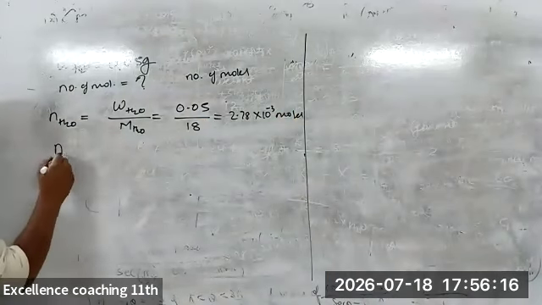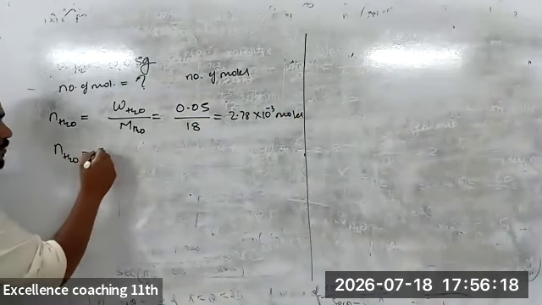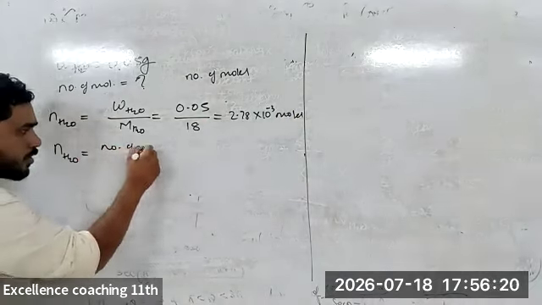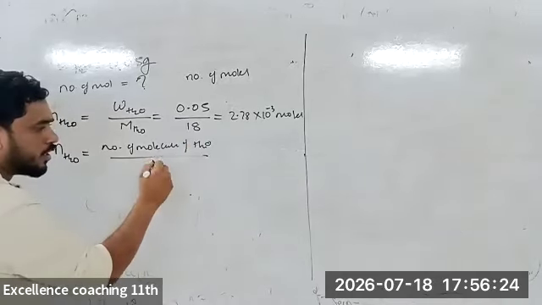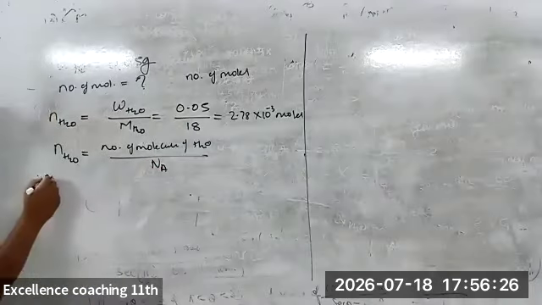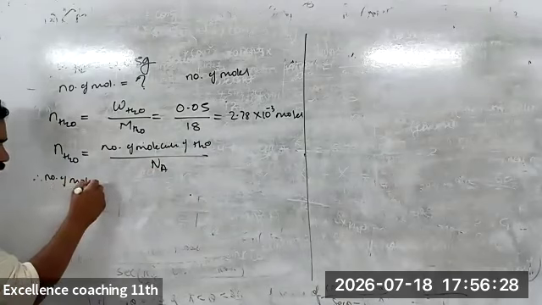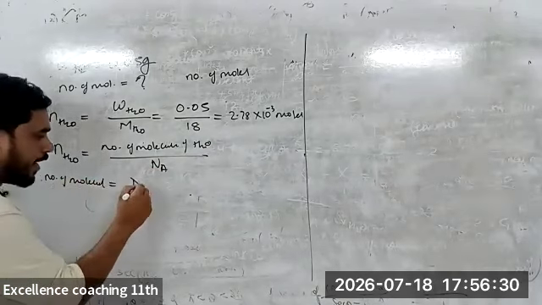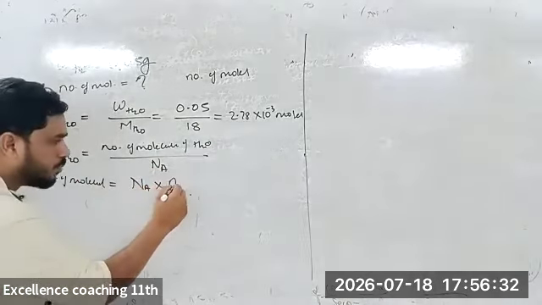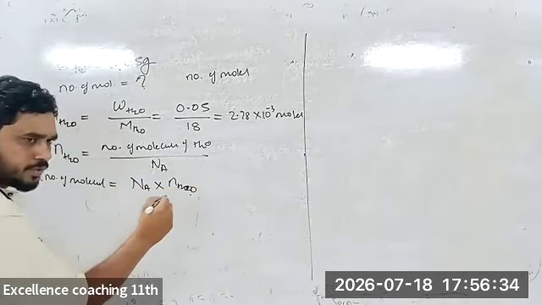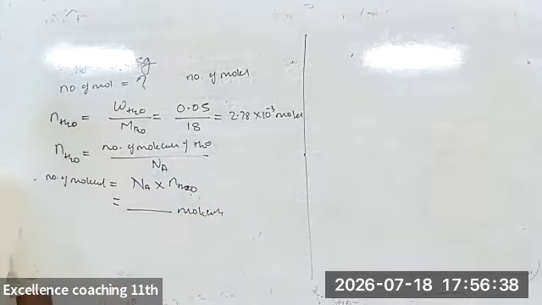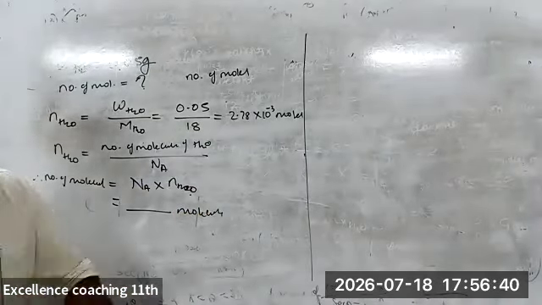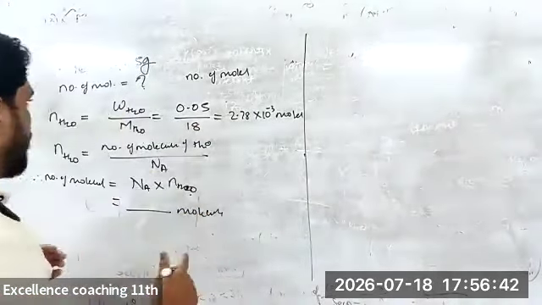Use the other formula. Number of moles of water is equal to number of molecules of water upon Na. Therefore, number of molecules is equal to Na into number of moles of water. You will get the answer in the unit molecules. Understood?